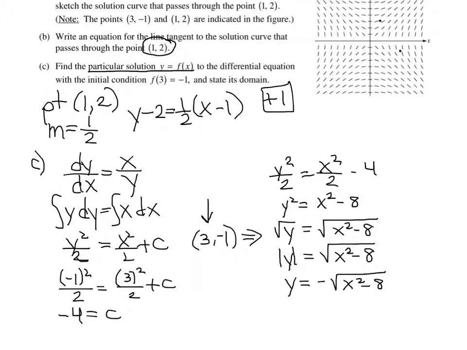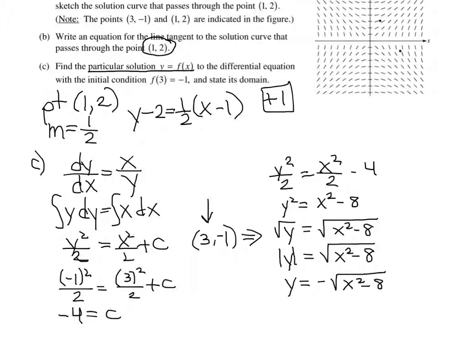Now, that right there was worth 5 points. Separating is 1 point, integrating 2 points. And then solving for y is another point. Using the constant is another point. And then using the initial condition is another point. So that's 5 points. Now we have to find the domain.